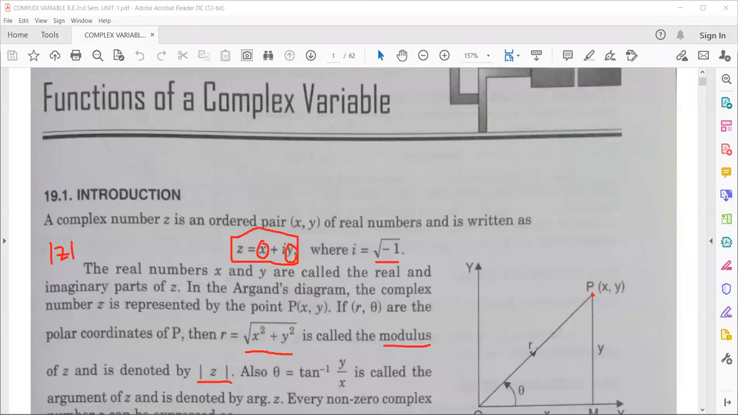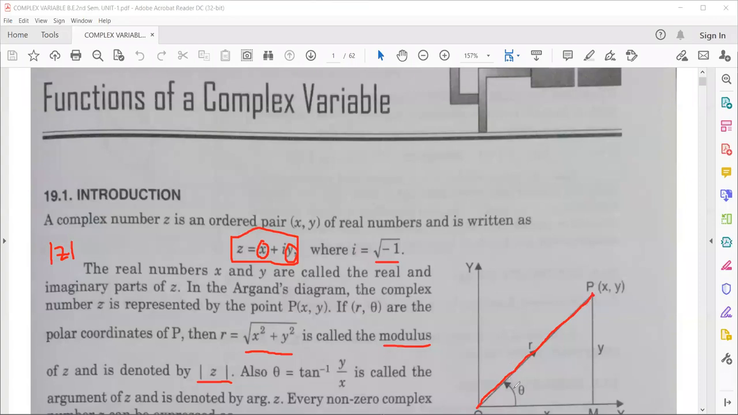So this is the hypotenuse, which is equal to root over x square plus y square. This length is nothing but the modulus of a complex number. This line, this r, is nothing but the modulus of the complex number Z.